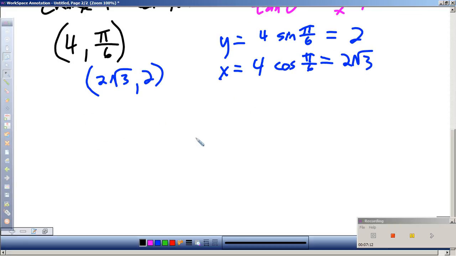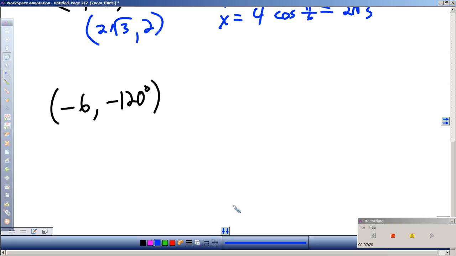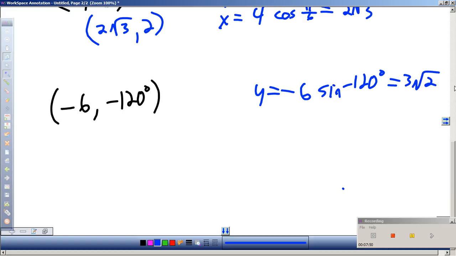Let's see, how about this one? -6, -120 degrees. What's it going to be? So everybody figured out we're doing this. We're going to do y equals -6 sine -120. What is the sine of -120? Negative root 3 over 2 times the -6 becomes 3 root 2. Or sorry, not root 2, root 3. 3 root 3.